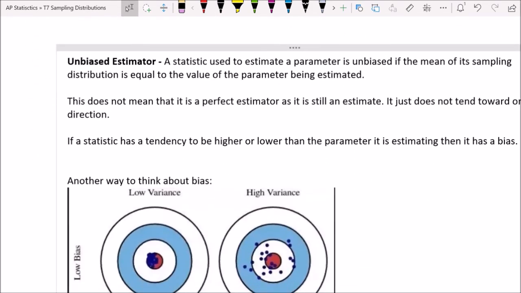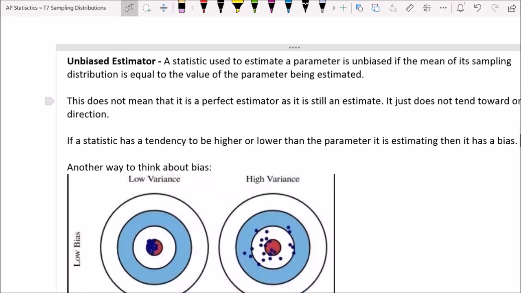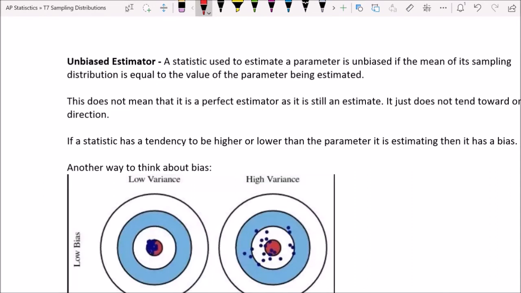All right, next thing we need to talk about is the concept of an unbiased estimator. This is not something that is often tested very much, but it does come up and we should talk about it. An unbiased estimator is basically any statistic that's used to estimate some parameter when the mean of its sampling distribution is the same as the value of the parameter being estimated. That's probably going to make a lot more sense later in this unit. But basically, an unbiased estimator doesn't overshoot or undershoot on what it's trying to do.